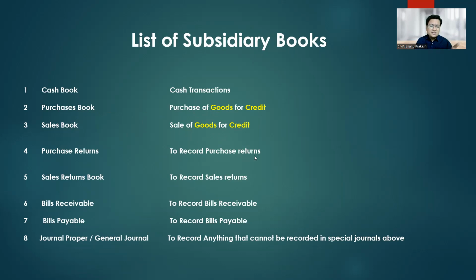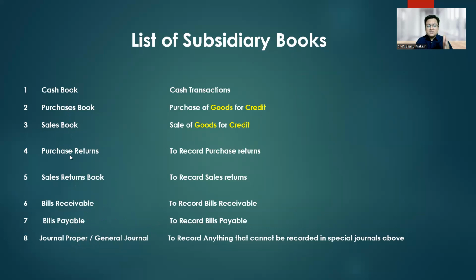To record all purchase returns, the purchase returns book is there. To record sales returns, the sales return book. To record all bills receivable transactions, the bills receivable book. To record bills payable related transactions, the bills payable book you have.